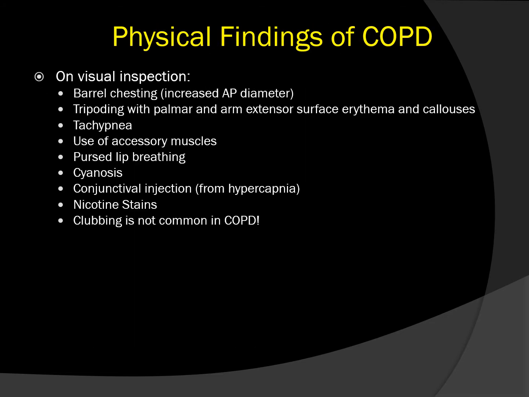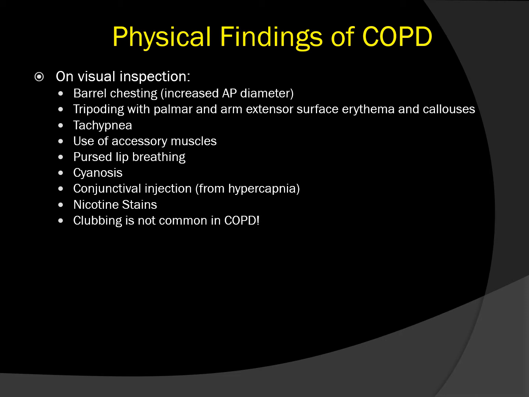Physical findings of COPD include, on visual inspection, barrel chesting, which is an increased AP diameter where their sternum is literally sticking out in 3 dimensions right towards you. It's actually hard to miss once you get used to seeing barrel-chested patients. Tripoding with palmar and arm extension surface erythema and calluses. The patients actually lean forward and put their palms onto a table or onto a support, onto chair arms, and they push down to sort of get some mechanical advantage with their accessory muscles.